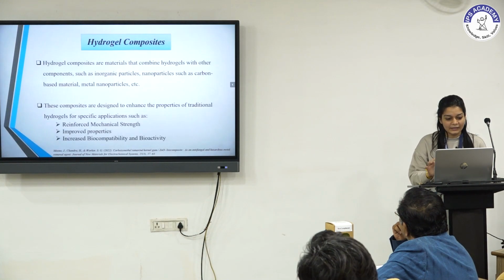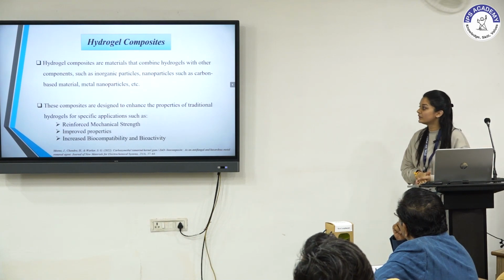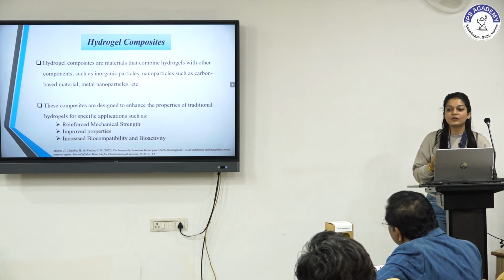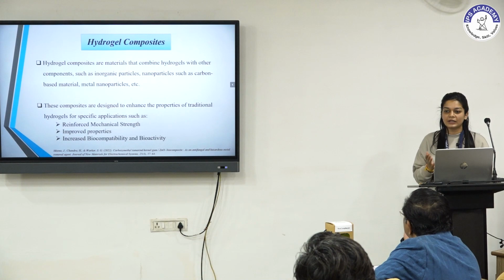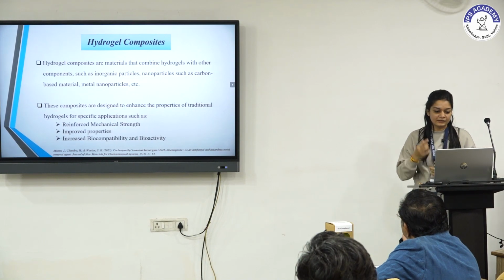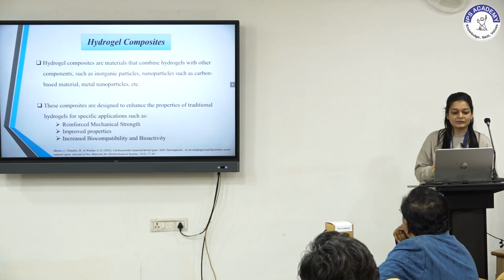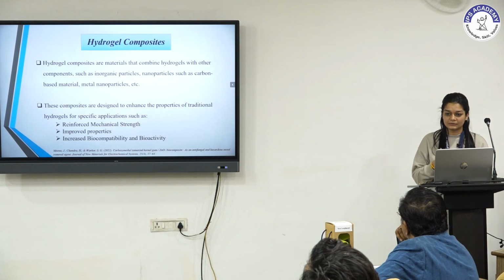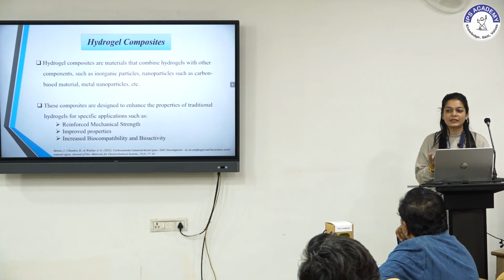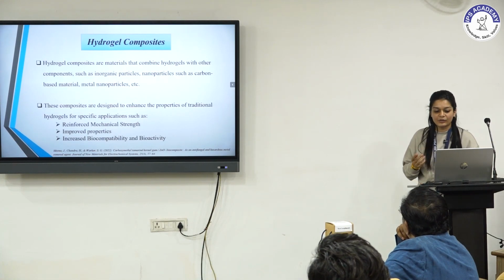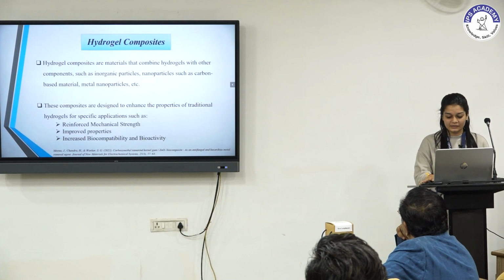Now moving towards hydrogel composites. Hydrogel composites are materials made by reinforcement or by incorporating a filler into the hydrogel so that we can tune their properties and enhance their application also. The composites are designed by various methods, like we can reinforce the hydrogel so that mechanical strength can be enhanced and their properties also improved, and they are biocompatible or bioactive in nature.